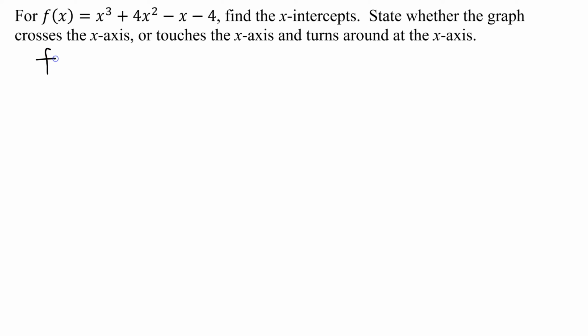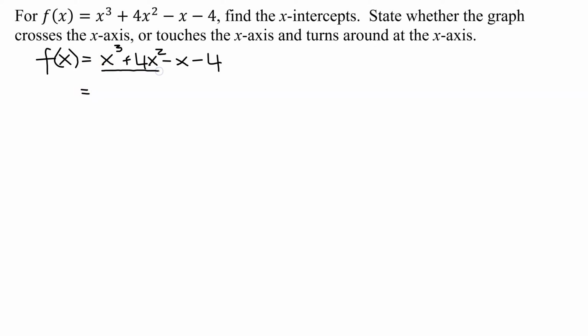So the first thing I'm going to want to do is try and factor my function if at all possible. So f of x equals x cubed plus 4x squared minus x minus 4. How many terms do I have? 4 terms. There's a possibility it might factor by grouping. If it works, it's very quick. So let's check this one to see if it will factor by grouping.